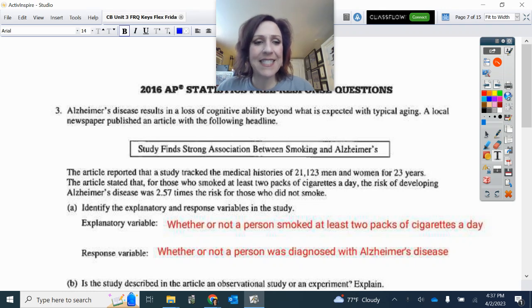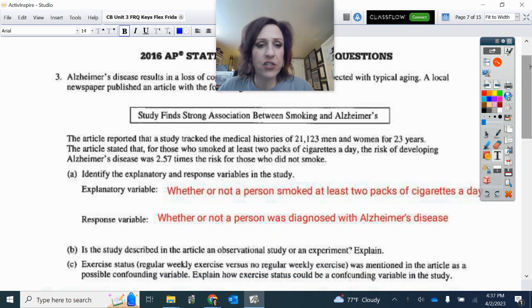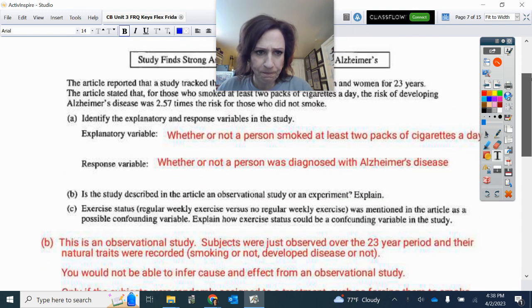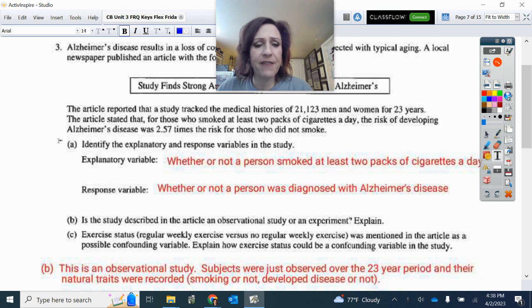All right, this is 2016, problem number 3. We had this observational study, or we had this article that stated this, and we were asked to identify some of the different components of this, including ideas about observational study versus experiment. So here we go. So first, we were identifying the explanatory and the response variables.